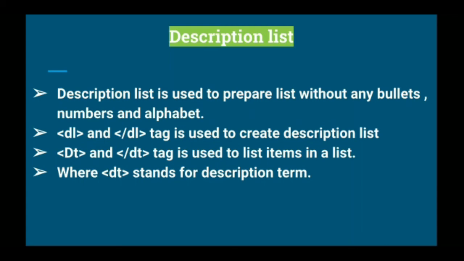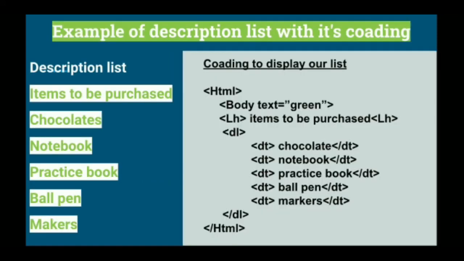So here the change is there, students. Earlier, in the OL and UL tags, we used the LI tag to insert list items. But here we have to use the DT tag to insert list items. Let's discuss it with the example. The same example I took here, the change you can observe is that there are no symbols and no alphabets. Nothing is written, things are simply listed over here.